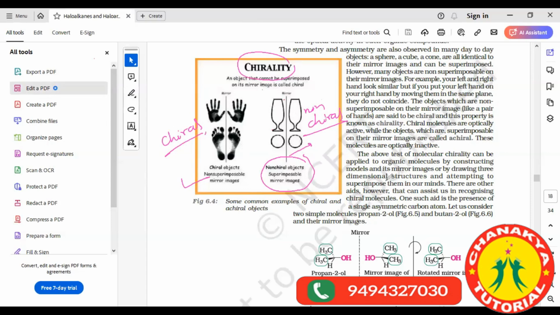Now, what they have said about this: the above test of molecular chirality can be applied to organic molecules by constructing models and their mirror images, or by drawing three-dimensional structures and attempting to superimpose them in our minds. There are other aids, however, that can assist us in recognizing chiral molecules. One such aid is the presence of a single asymmetric carbon atom. Let us consider two simple molecules, propan-2-ol and butan-2-ol, and their mirror images, which are given in your text.